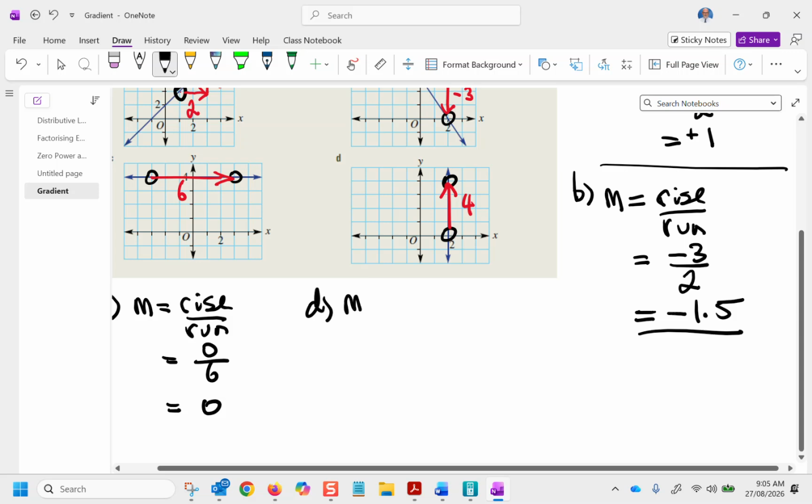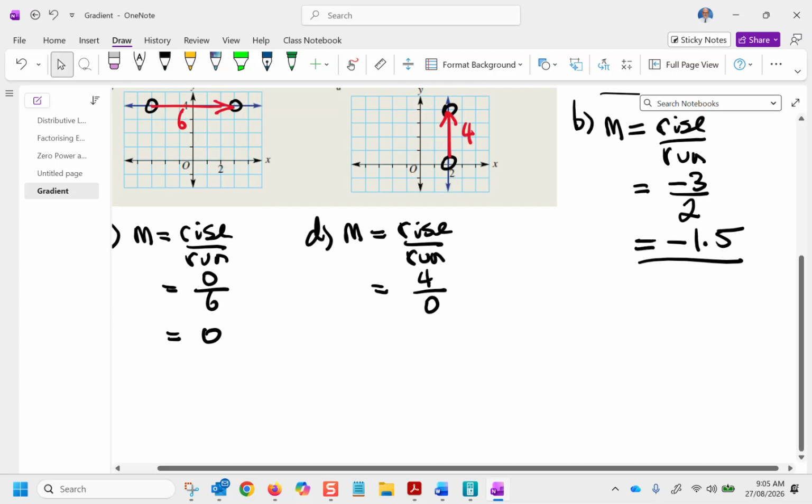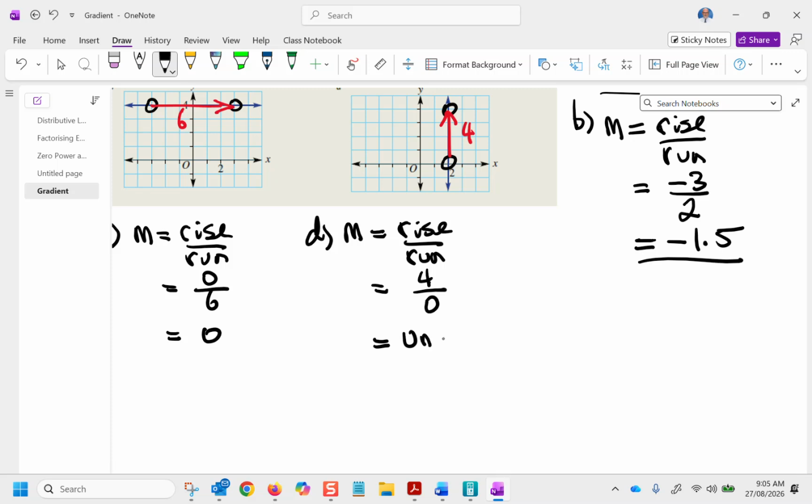Once again, M stands for gradient. Formula: rise over run. Well, the rise is +4. The run, the horizontal arrow, there is no horizontal arrow. Now, you probably know dividing by 0 leads to all sorts of problems, and we call this undefined. There is no correct way to divide by 0 in maths. If you try that on the calculator, your calculator will tell you it's an error.